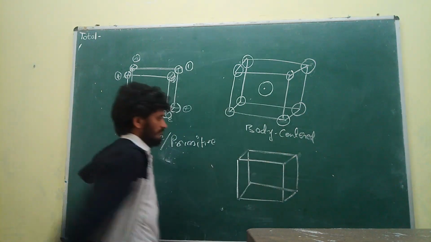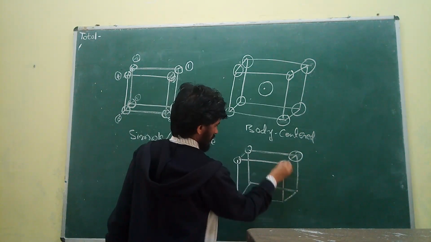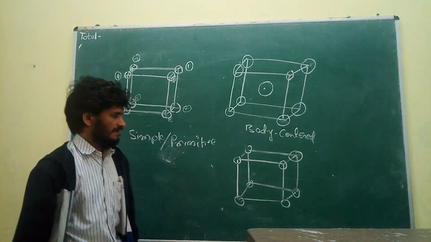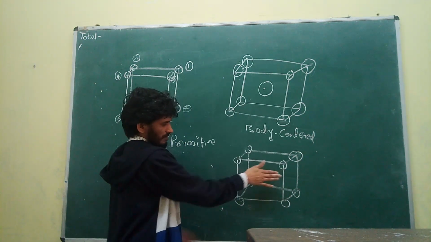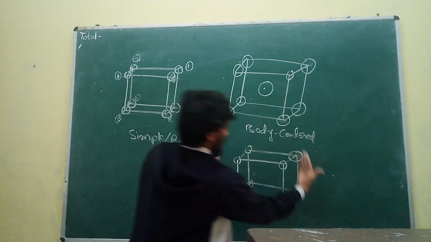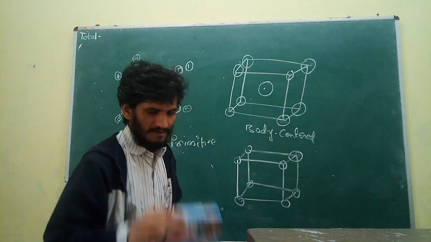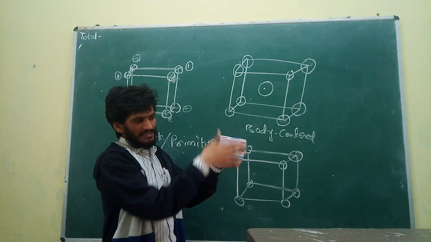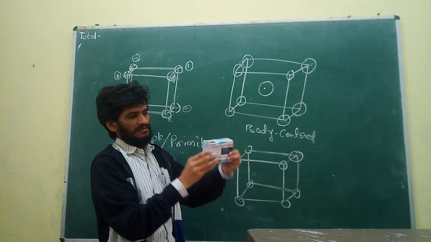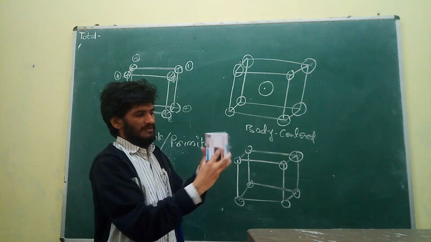Now see here, these are 8 corners, 8 atoms, understand? 8 corners, 8 atoms, and how many faces are there? This is face number 1, back face number 2, up face number 3, face number 4, face number 5, face number 6, understand? Now see here, this is 1 face, 2 face, 3 face, 4, 5, 6 faces.